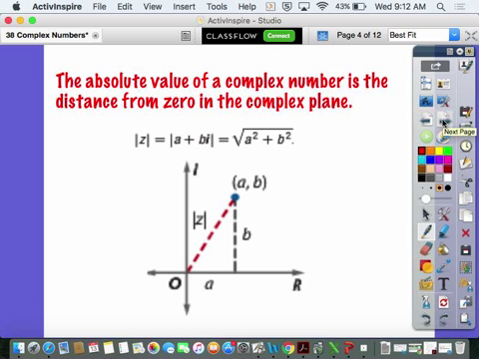Now, absolute value bars around a complex number is the distance from zero in a complex plane. That should look awfully familiar. Yeah, the same exact thing when you were doing what?